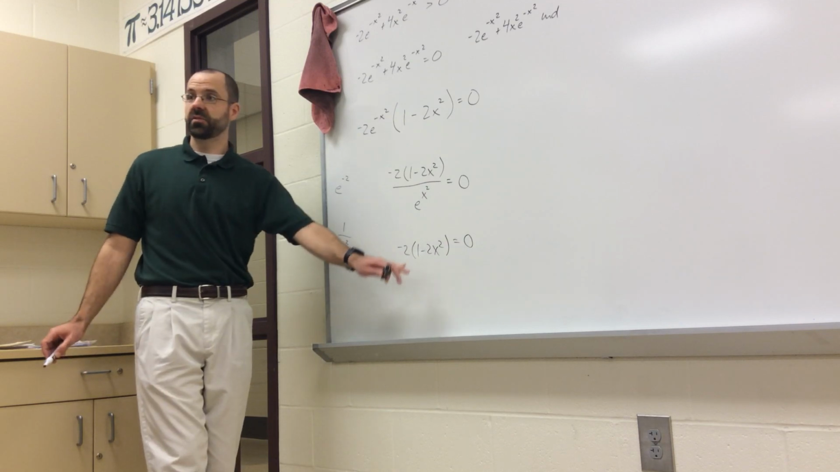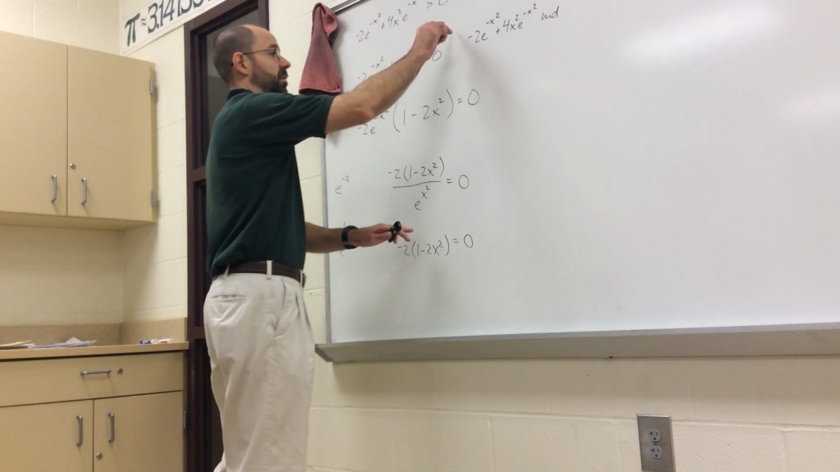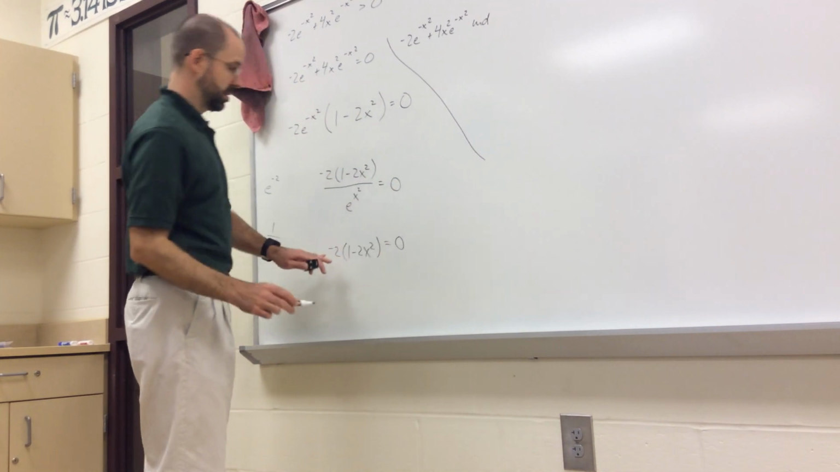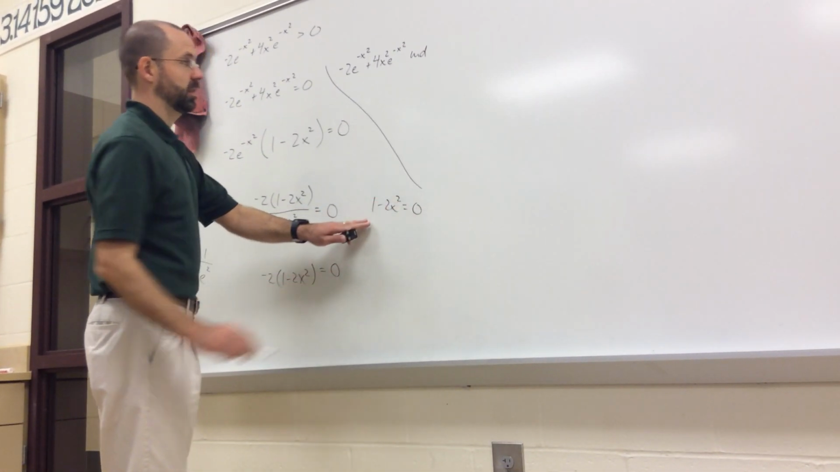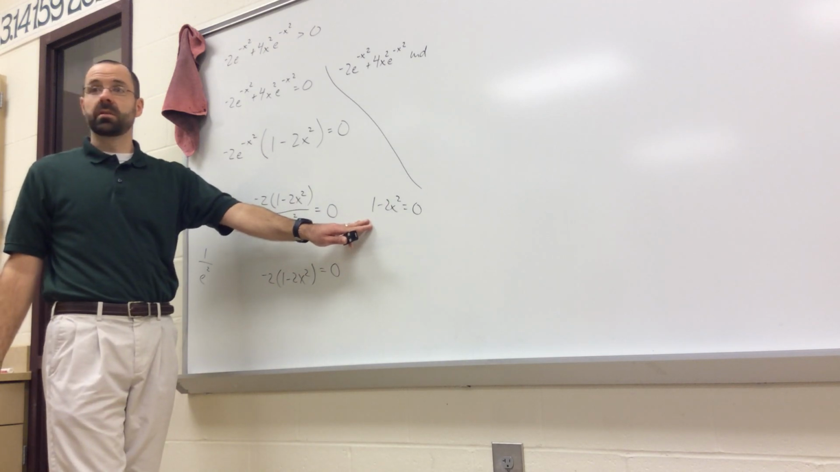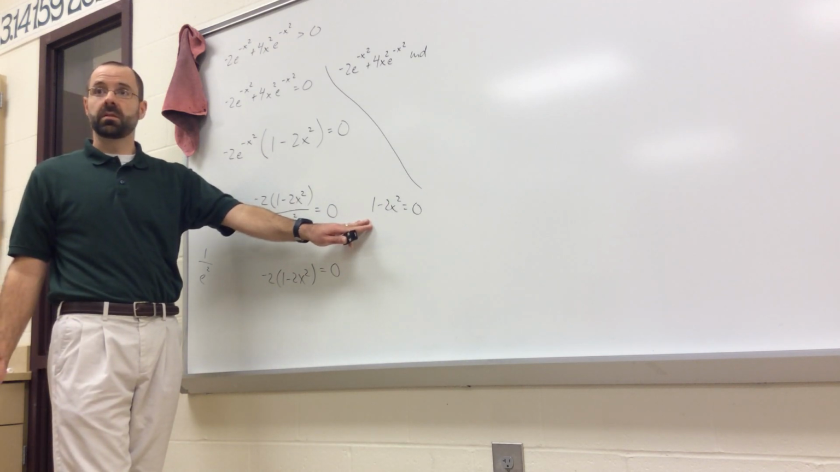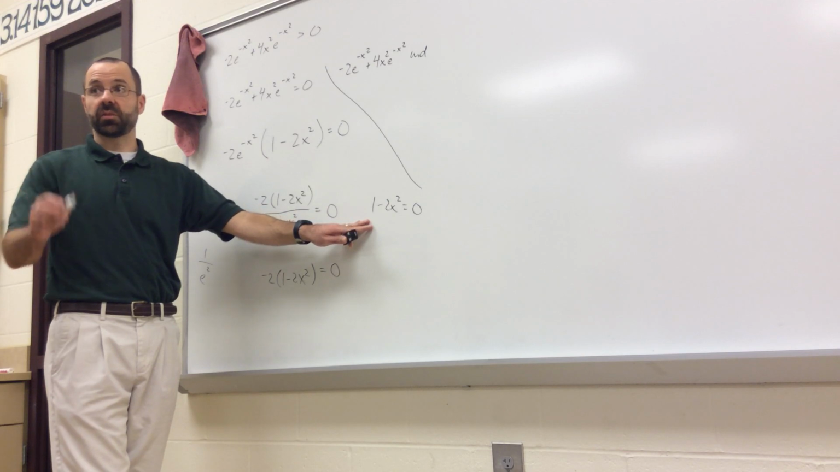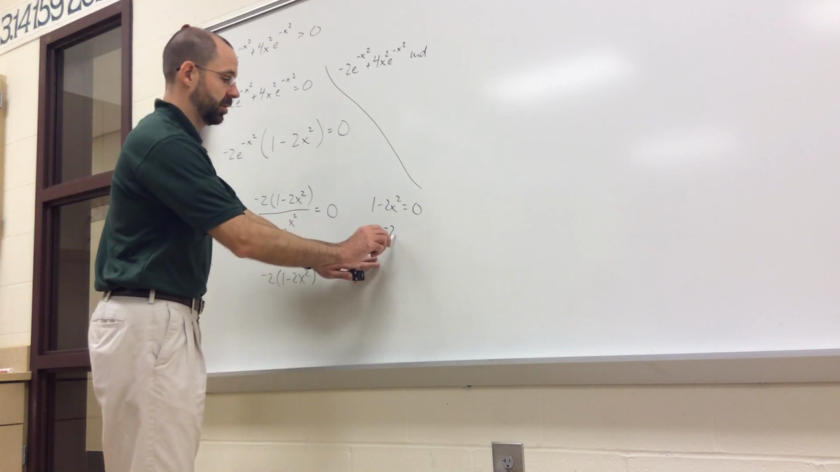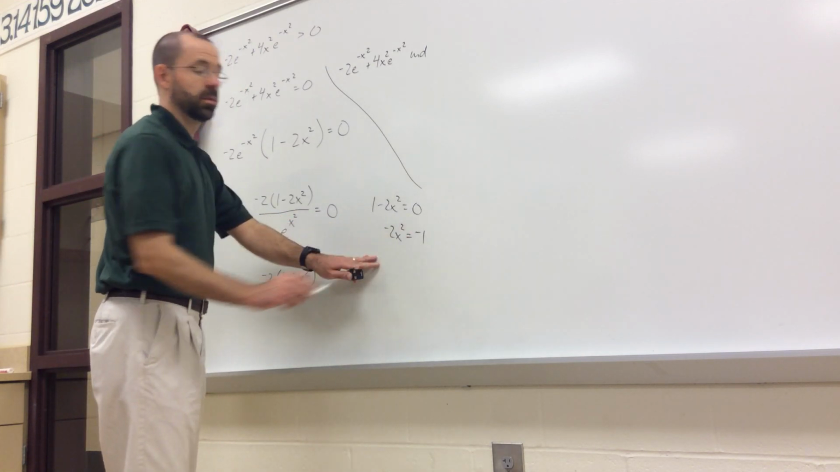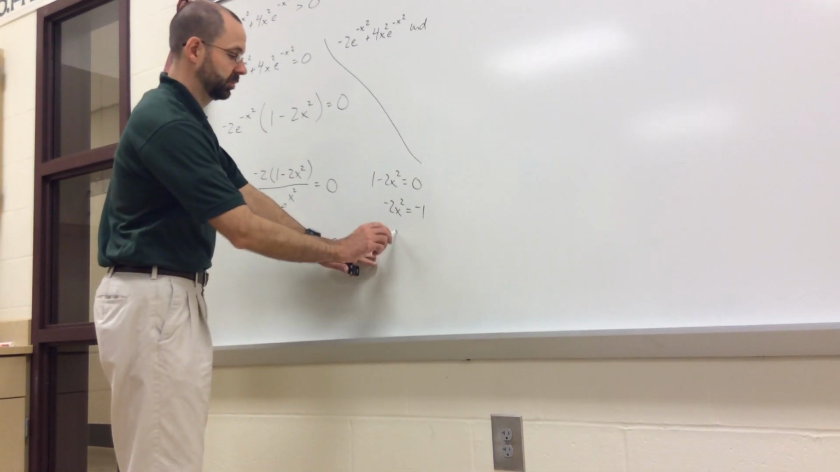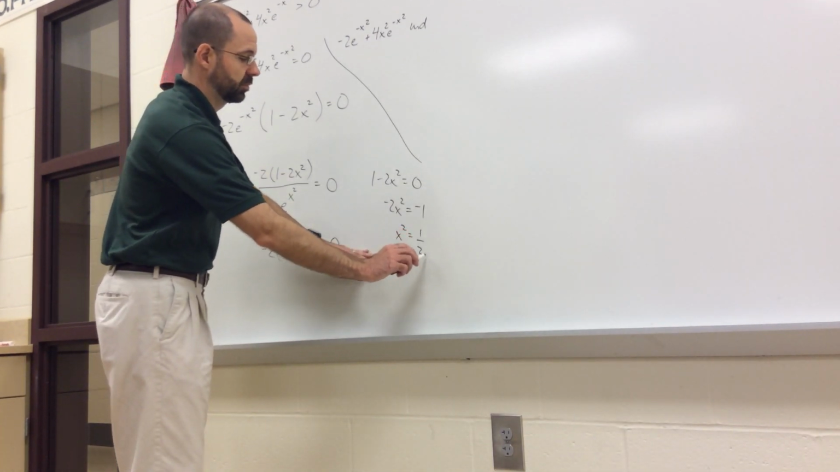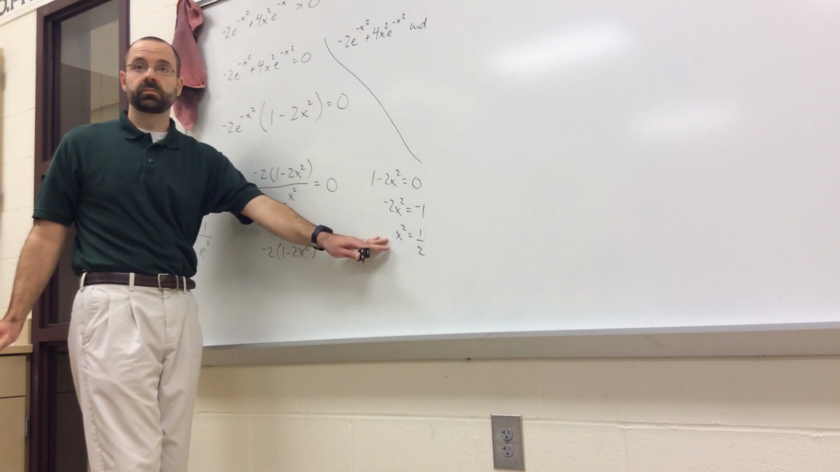So then you divide the -2 to the other side. It'll be 1 minus 2x squared equals 0. Then you subtract the 1. Divide the -2. Take the square root.